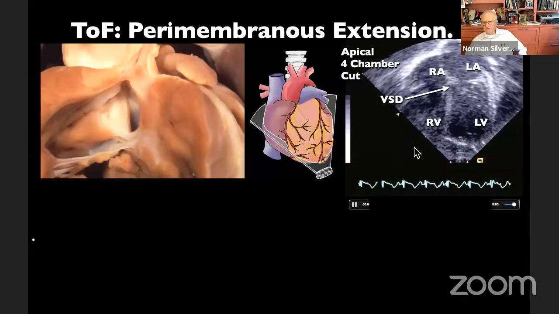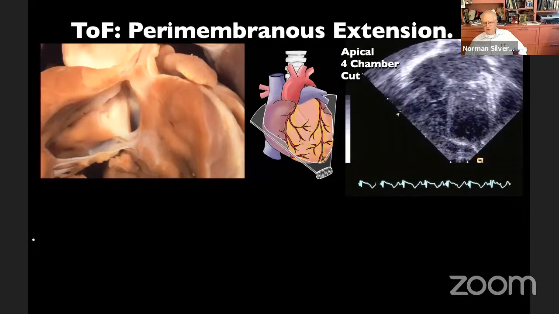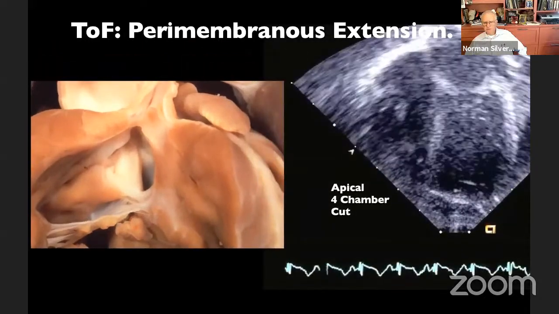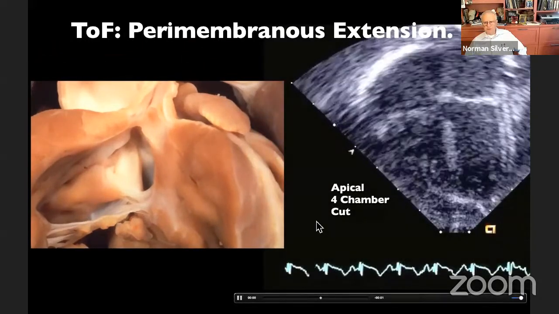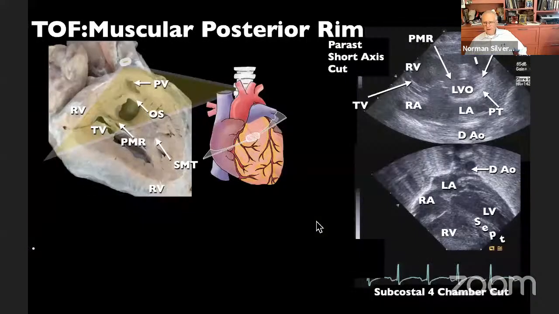And then once again, the atrioventricular valves are on the same level and continuous with the aortic roots. So that's that most important point that I wanted to make. Now, of course, other tetralogies are different.